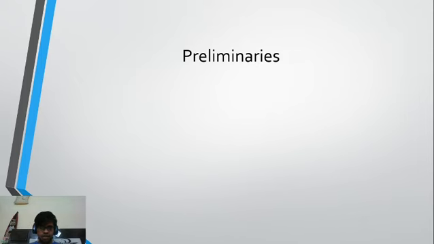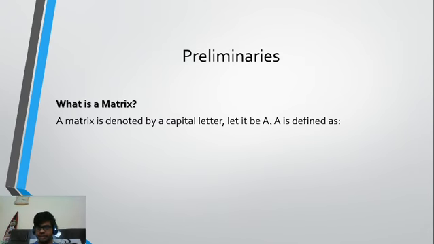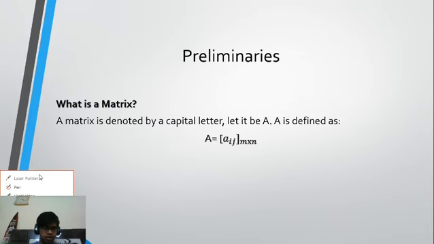Preliminaries. First of all, what is a matrix? A matrix is usually denoted by a capital letter, let it be A, and is defined as A is equal to big bracket Aij, m into n. Each of these symbols has its own significance. For example, this bigger bracket is used for matrix representation.